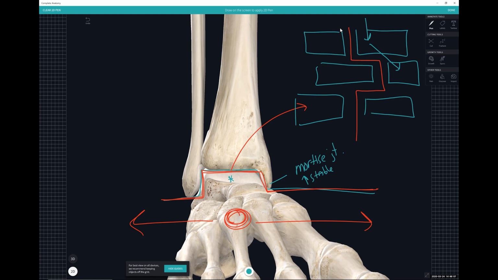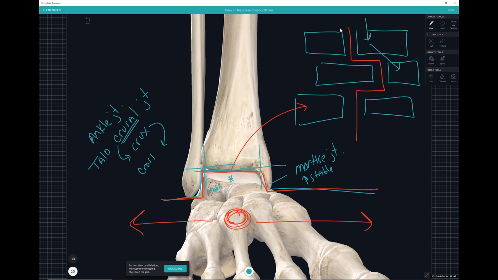The name of this joint, we call it the ankle joint, is called the talocrural joint. Crural is another word for crux. Crux is another word for cross. These cross over each other. This is the talus, and this is where it crosses, the talocrux joint, or the talocrural joint. More on that when we get to the ankle.